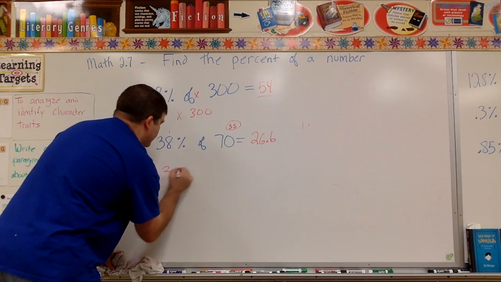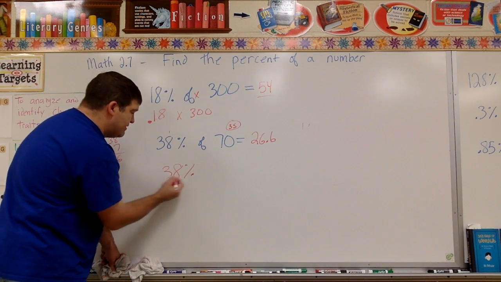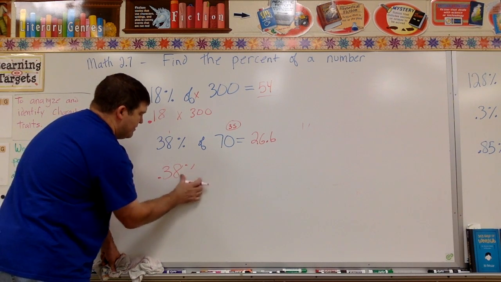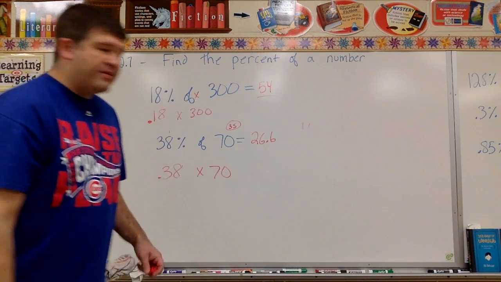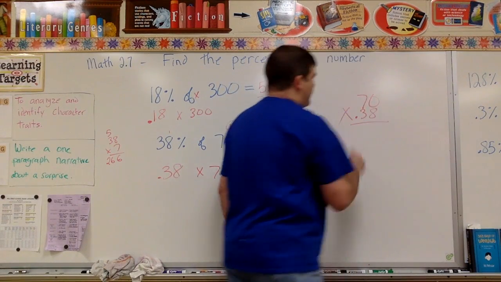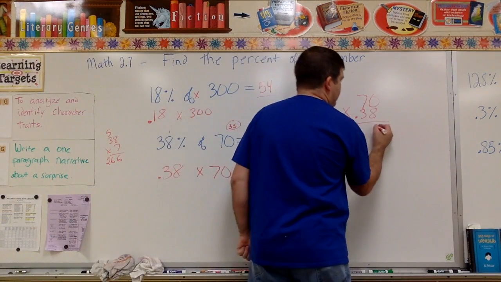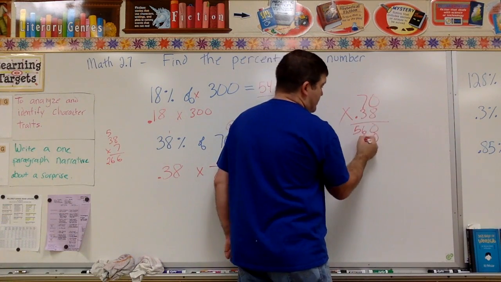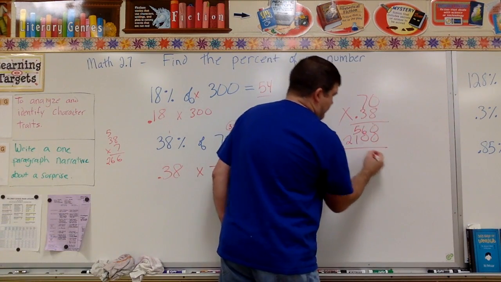So 38%. I want to get rid of this percent into a decimal. I find where is the decimal? It's right there. So I go 1, 2, this is gone, and this is gone. 0.38 times 70. I come over here, I have my 70, I have my 0.38, set it up like that. Forget about the decimal until the very end. Let's go. 8 times 0 is 0. 8 times 7 is 56. Add my 0. 3 times 0 is 0. 3 times 7 is 21. Add these up.